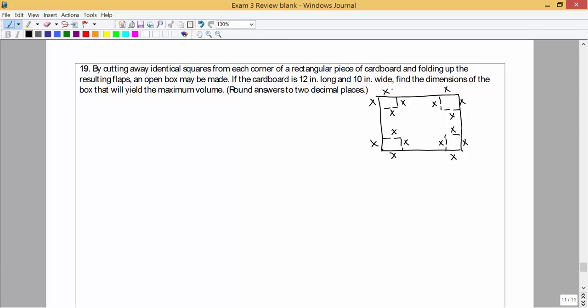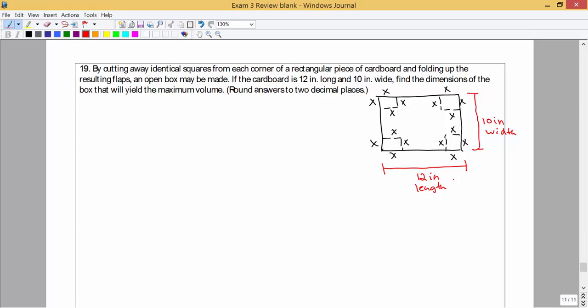Okay, so I'll draw a little picture there to help us visualize this. The cardboard was originally 12 inches long, that from here to here is 12 inches. And the width was originally 10 inches wide. So here's the width, and here's the original length of that rectangular piece of cardboard.